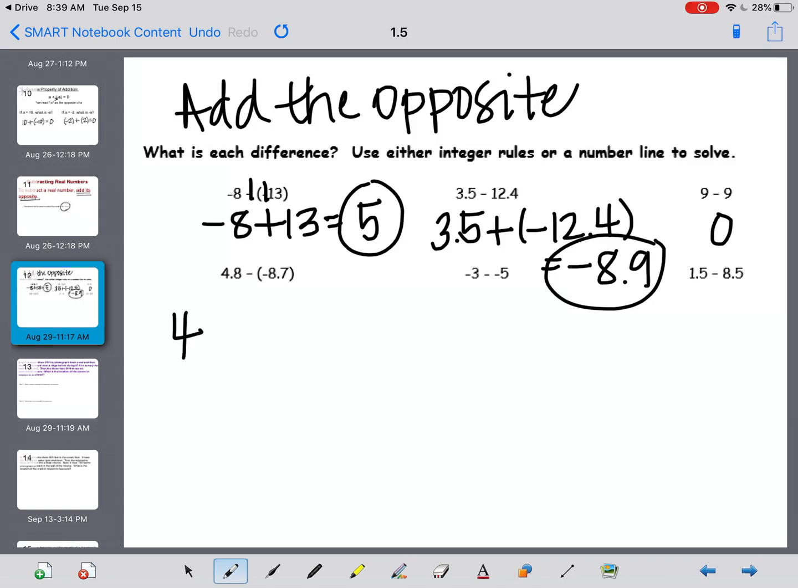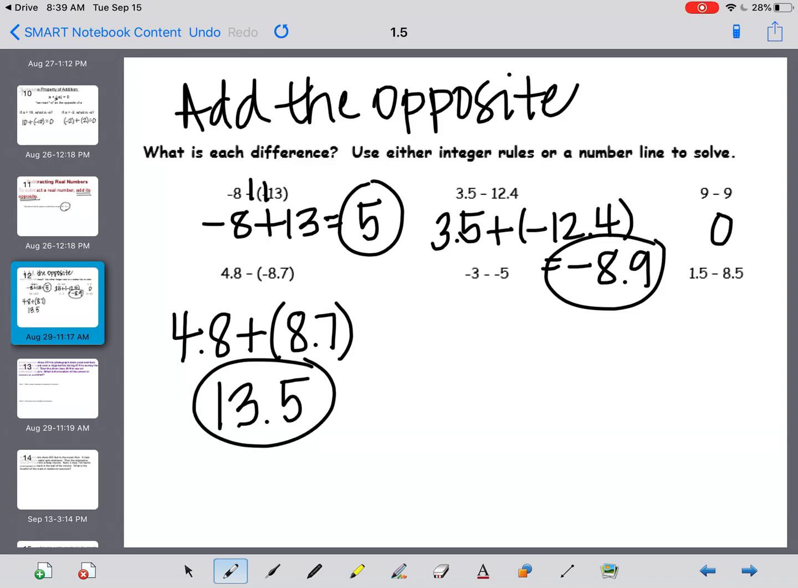If you don't need the little rules, you don't have to use them. These are just suggestions. Next, 4.8, I'm going to add the opposite. So instead of having a negative 8.7, the opposite is a positive 8.7. When I add 4.8 and 8.7, I get 13.5.